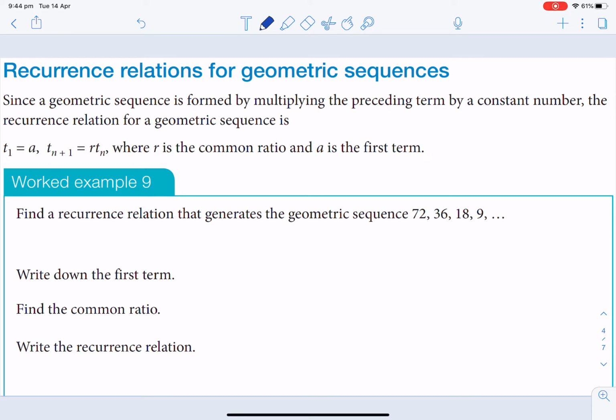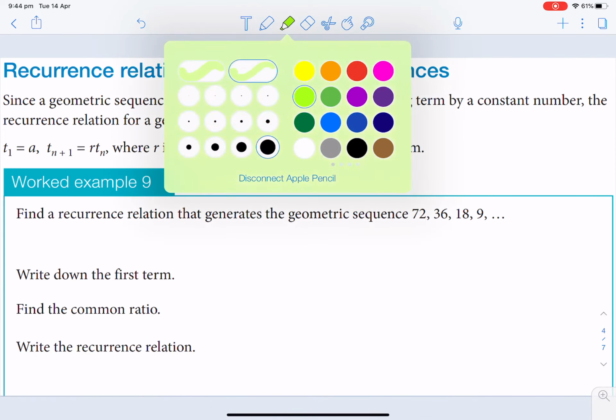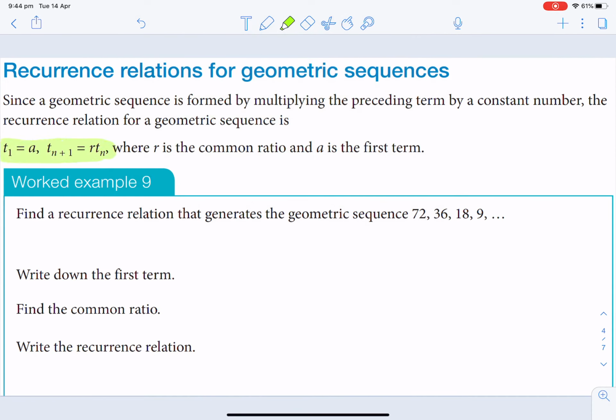Okay. We're going to go back to green because green looks better. We need that formula soon. Until then, we've got to work through worked example 9 on page 279. So, find a recurrence relation. Find a recurrence relation that generates the geometric sequence 72, 36, 18, 9.